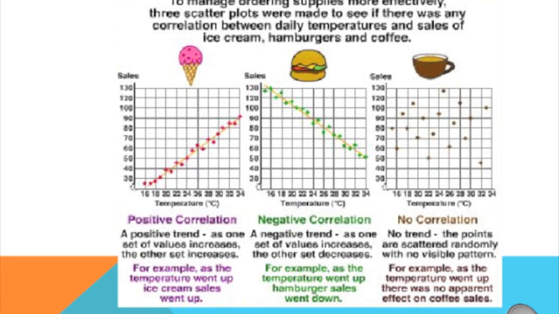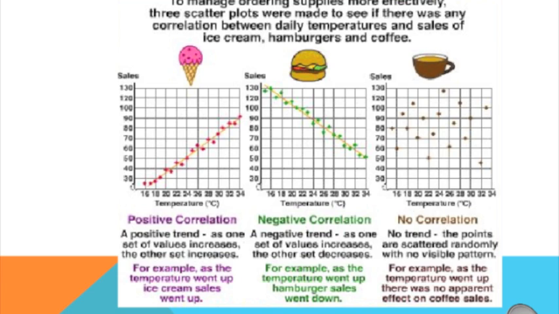We are now going to look at some examples of scatter plots and the positive correlations, negative correlations, or no correlations they can show. So we're going to look at this example of a restaurant who's trying to figure out ordering supplies. So to manage ordering supplies more effectively, 3 scatter plots were made to see if there was any correlation between daily temperatures and sales of ice cream, hamburgers, and coffee.